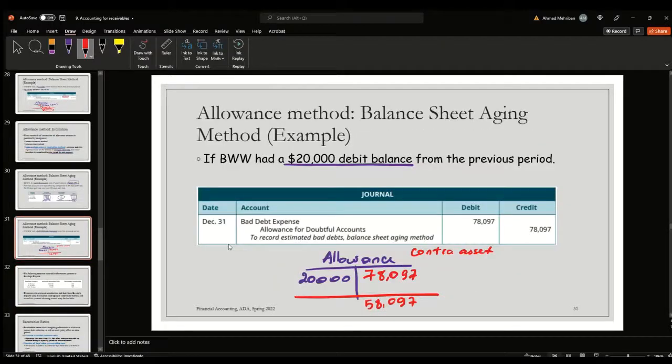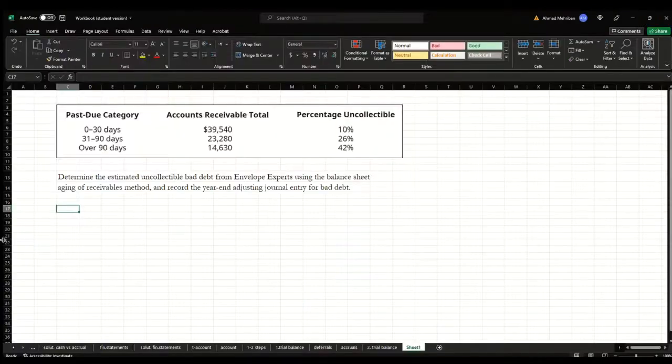So this is basically how, using the different methods, you can come to a different balance. You can come to a different estimation amount for the period. Let's try an example of the balance sheet aging method.